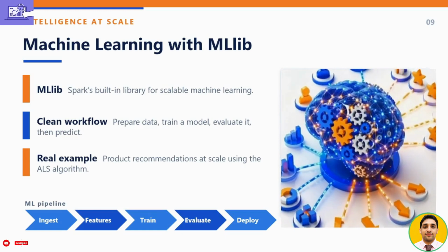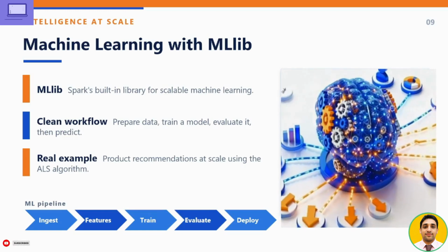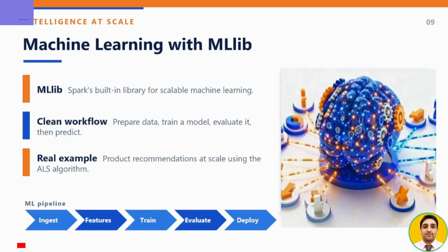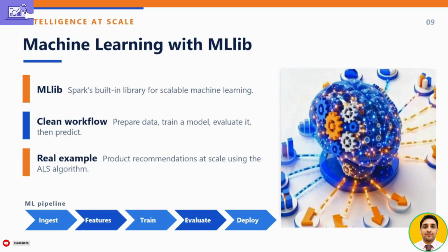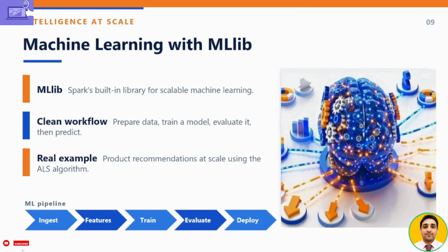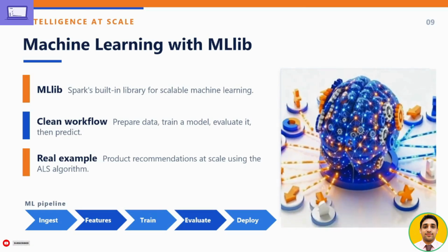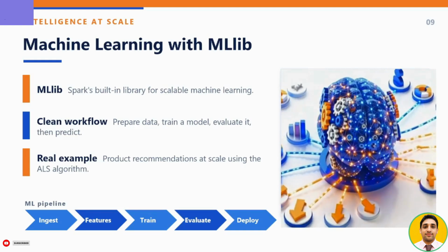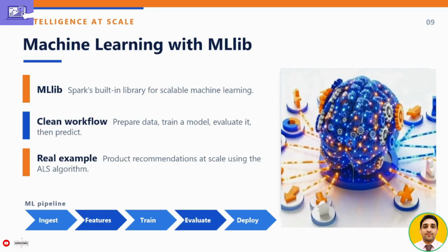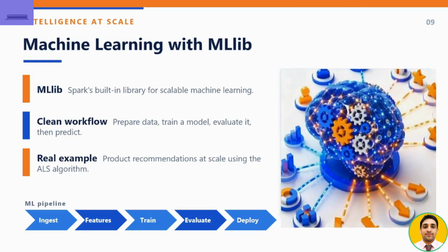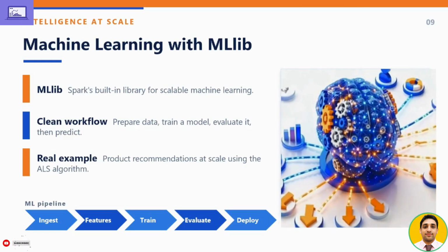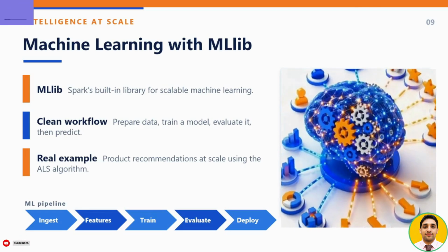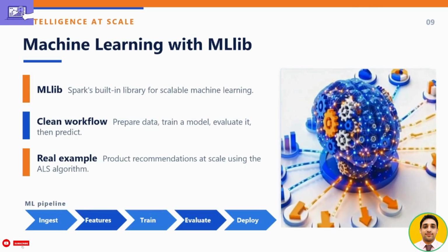The ML pipeline shown on the slide breaks this down into five clear stages. First, you ingest the raw data, then you extract meaningful features from it. Next, you train your model on those features, then you evaluate the model's performance to see how accurate it is, and finally you deploy it so it can be used in real applications.